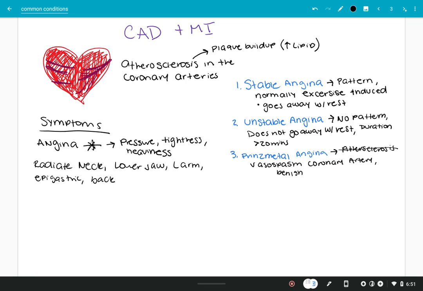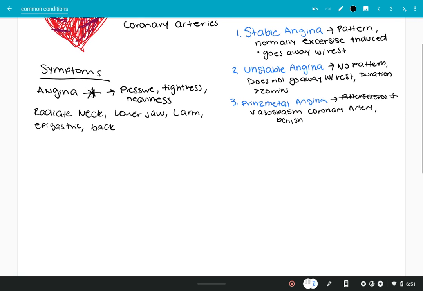And a lot of times women are the ones that are presenting with these, quote unquote, strange areas of radiation. Men, it's normally going to be the chest pain, the chest pressure, the left arm. Women are really the ones that are like, oh, my back hurts, oh, my jaw hurts, that kind of thing. So why does it do this?